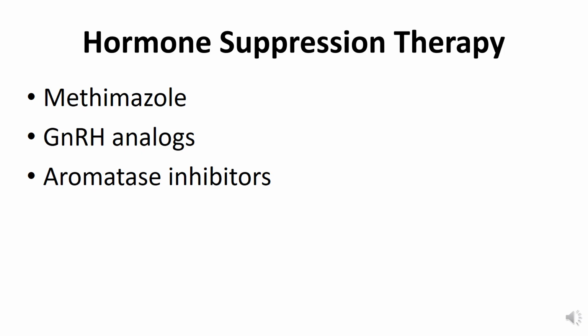Aromatase inhibitors are another major hormone suppression therapy. These drugs block the aromatase enzyme. Aromatase normally converts androgens into estrogen. Blocking this step lowers estrogen levels in the body. These medications are especially important in hormone-sensitive breast cancer. Certain breast tumors grow faster in the presence of estrogen. By reducing estrogen production, aromatase inhibitors help slow cancer progression.